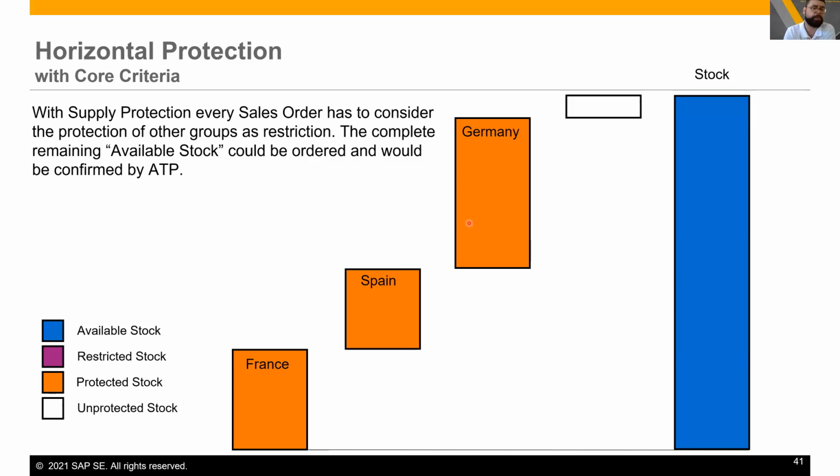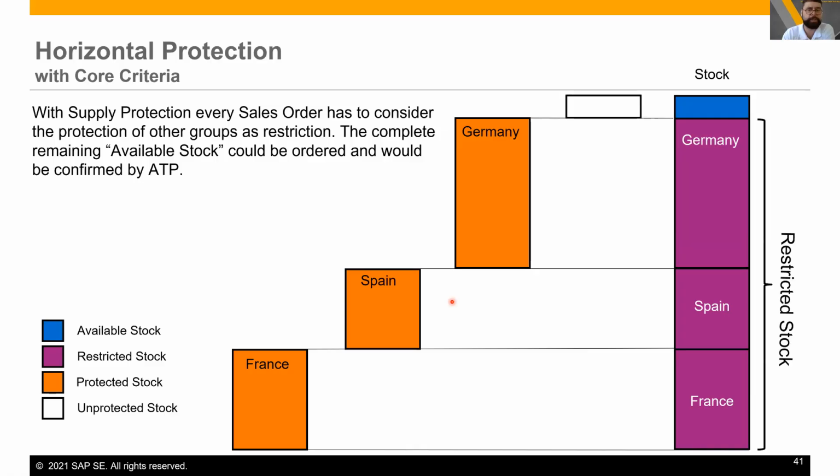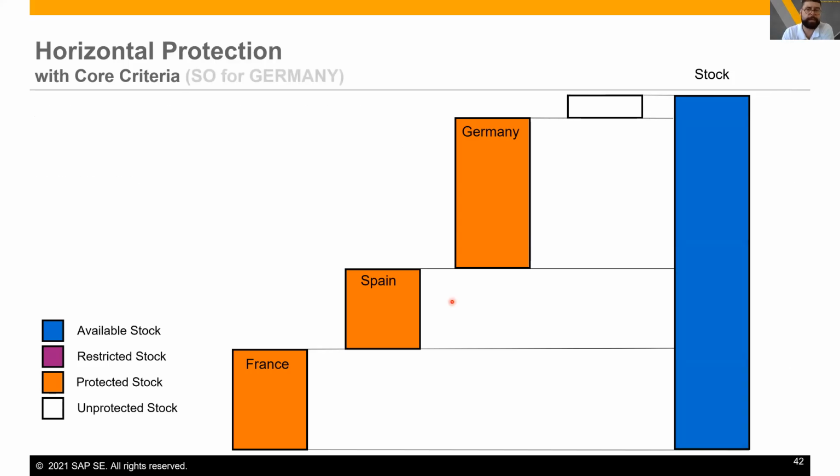This is exactly the scenario for the supply protection. In the supply protection, we say for Germany we reserve some kind of minimum, but if we have more stock and more supply and more demands coming in, obviously we can also consume that. Here you can see this quite nicely. This is what is reserved, the restricted stock, but then we have unprotected excess stock, which can be consumed by French, Spanish, or German customers, but which can also be consumed by other customers.